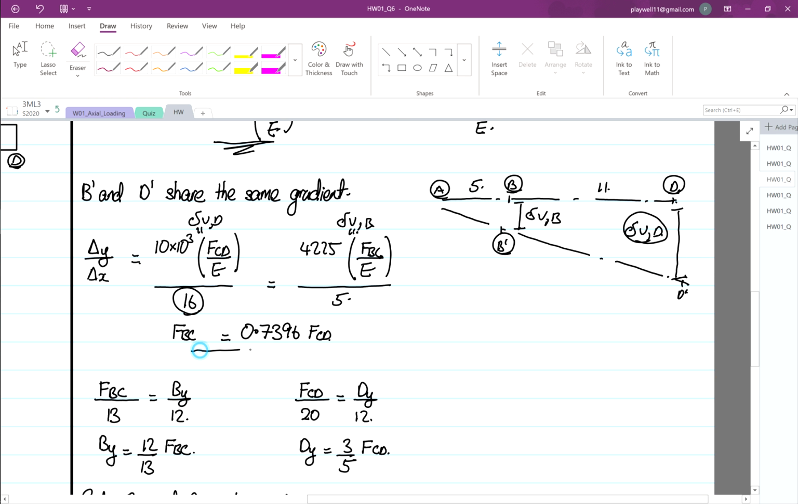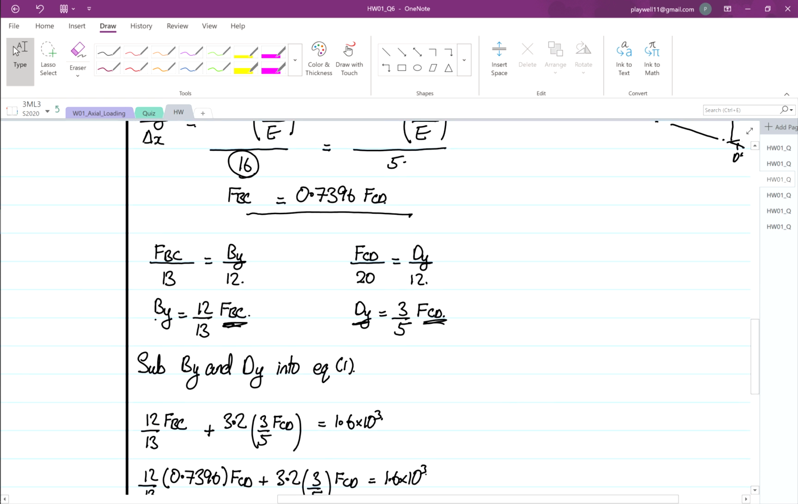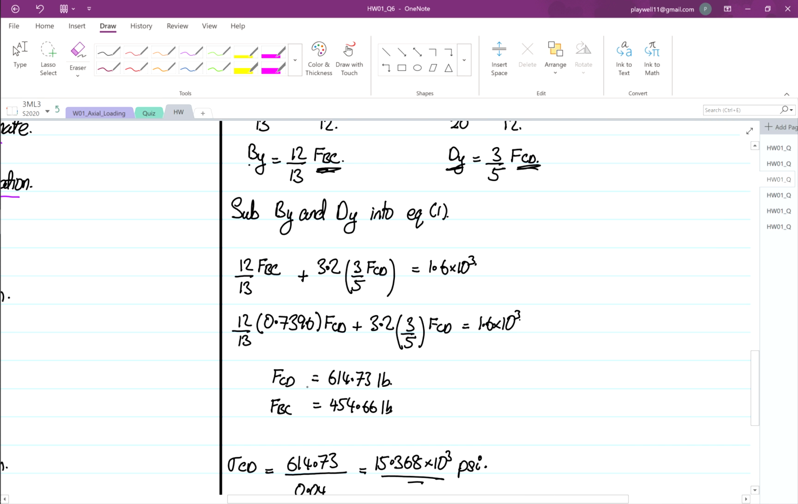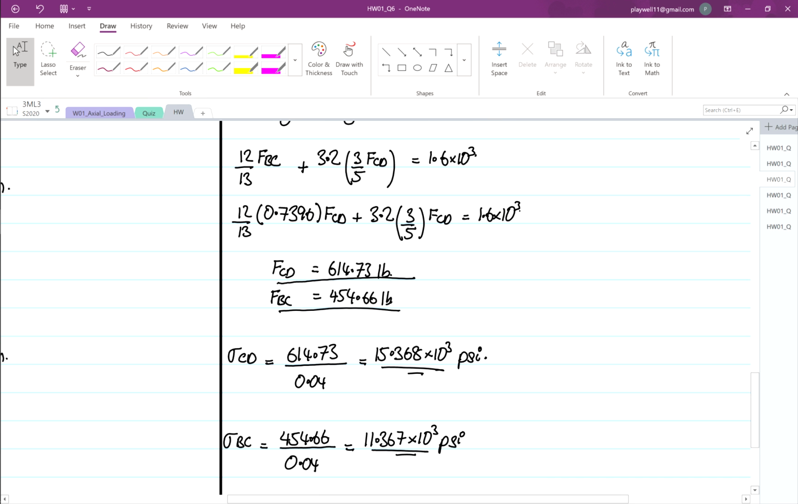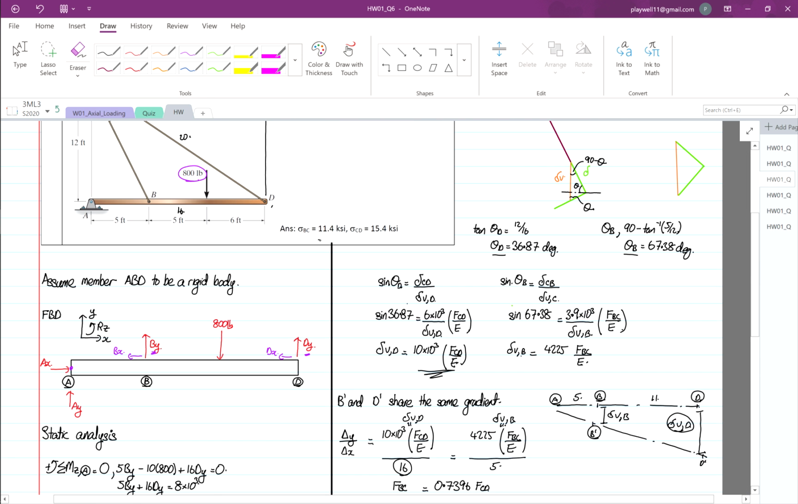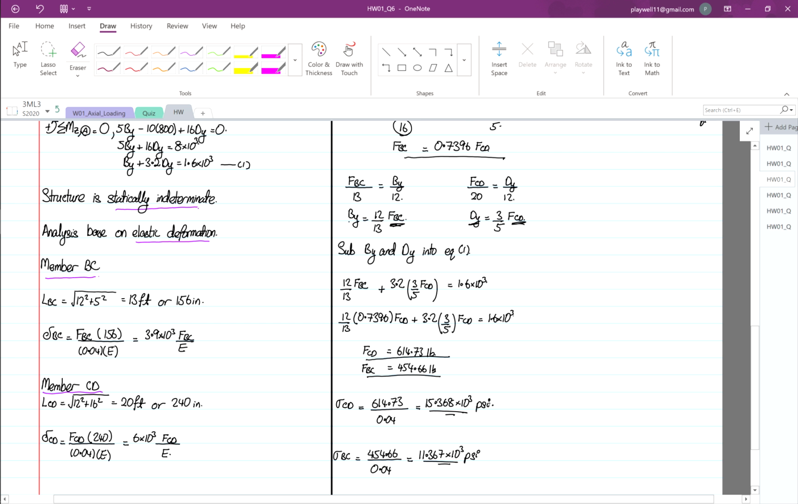Then you find this relationship. And then you want to find what BY is in terms of FBC, and what DY is in terms of FCD. Then you substitute into equation 1. So this is your equation 1 over here. After you substitute everything, we discover your FBC has this magnitude, and your FCD has this magnitude. Then you find your stresses, and the answer is similar to what the solution states. So it's 11.4 and 15.4 KSI. We've got 11.367 and 15.368.